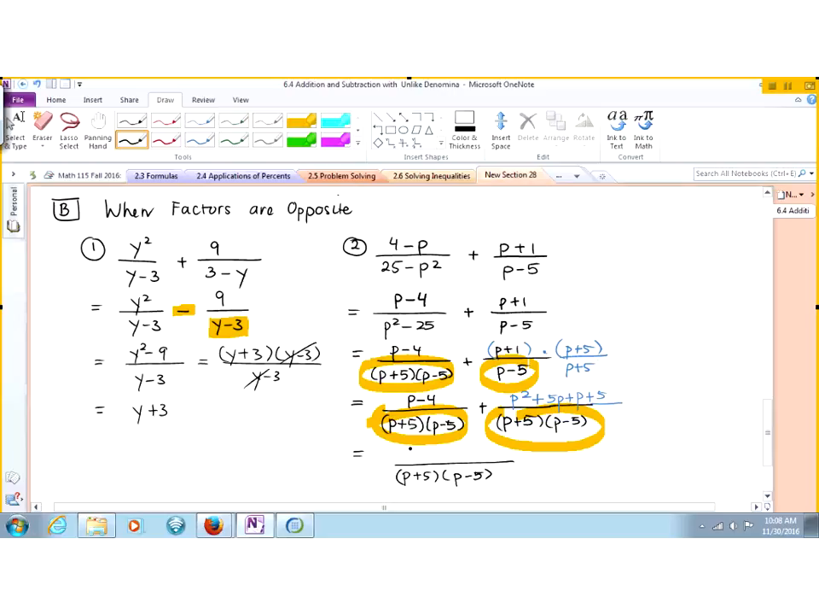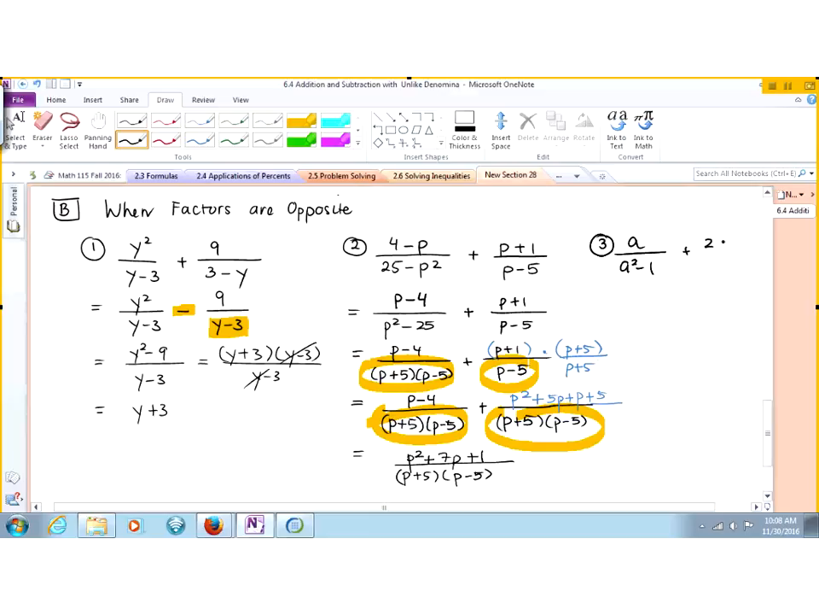What do I have on top? Nothing? What do I have on top? P squared plus 6p, and then there is 1p here. So 7p, and then what? Plus 1. Yeah. Is it factorable? No. So we are done. Yes, we're done. One more? One more? Yeah, one more.